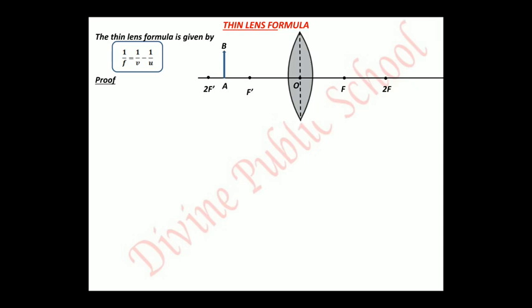Now we kept an object between 2F dash and F dash, meaning the object is kept between 2F and F. As I have just told you, its image will be magnified, its image will be beyond 2F, its image will be real and inverted. So let us make the ray diagram so that we can prove it.